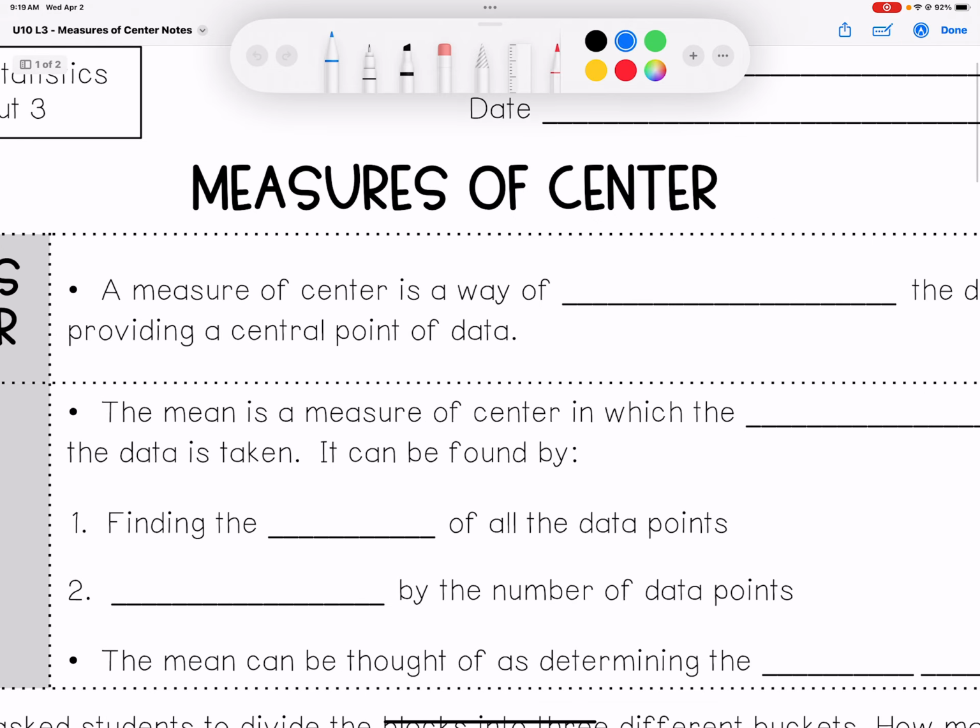A measure of center is a way of summarizing the data by providing a central point of data. So it kind of summarizes it by saying this is the average. Okay, so what is the average? What that is, we call it the mean.